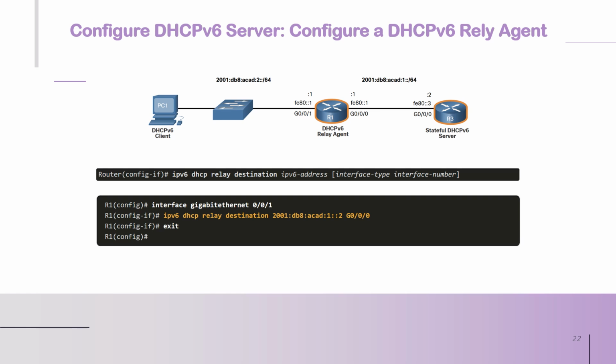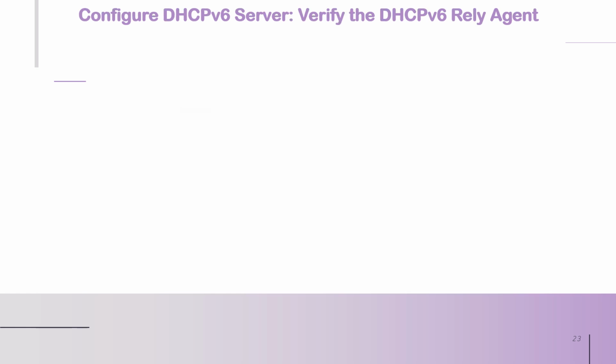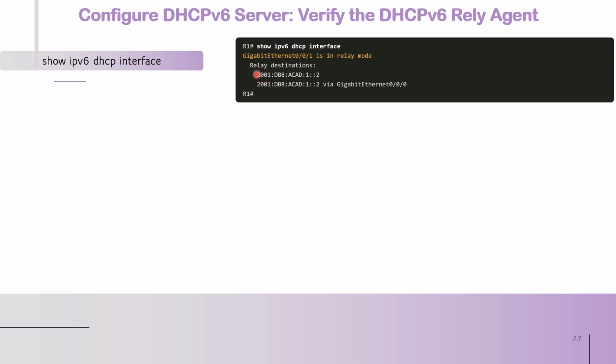Every time we do a configuration, depending on the devices and what kind of configuration we do, we have to verify it. In this case, since we configured the DHCPv6 relay agent, we have to do some verification. The first command that we use to verify the DHCP relay agent is show ipv6 dhcp interface. On router 1, it says that GigabitEthernet 0/0/0 is in relay mode, which means that this router is a relay agent.